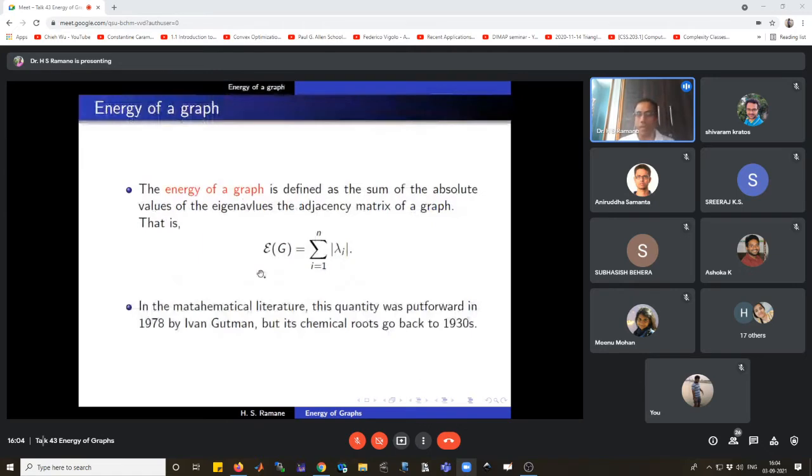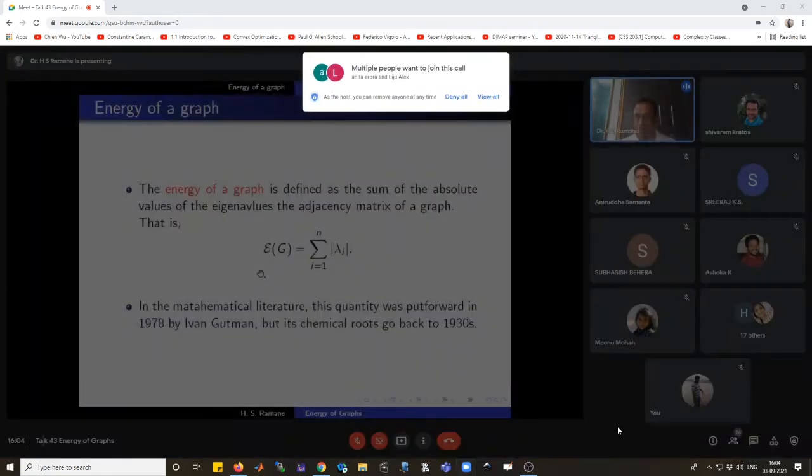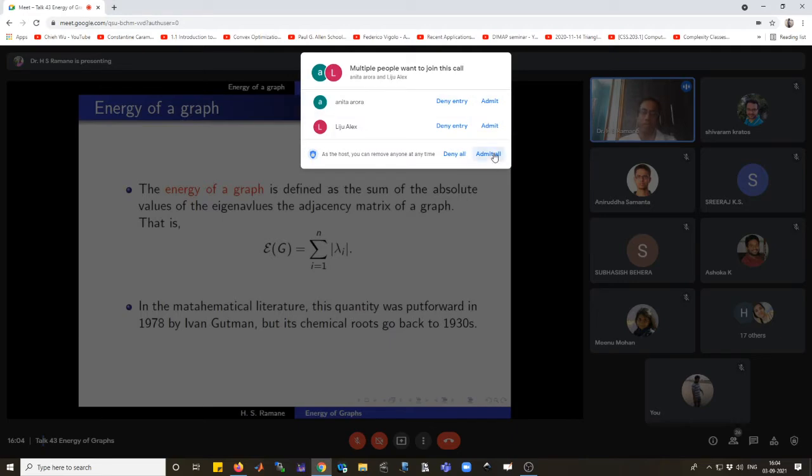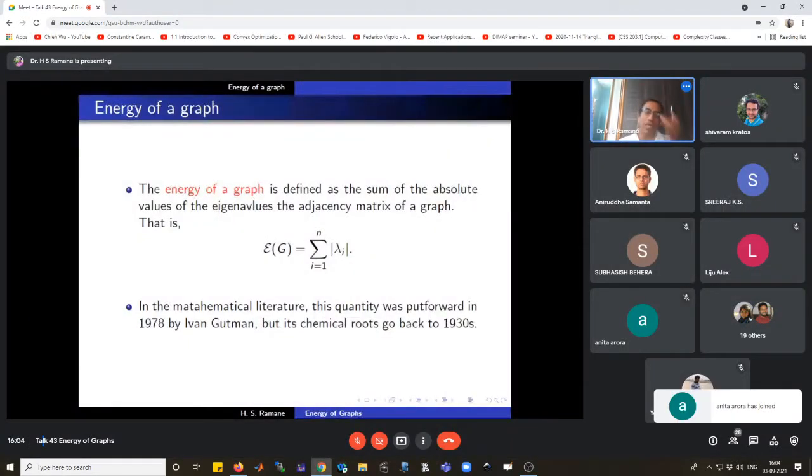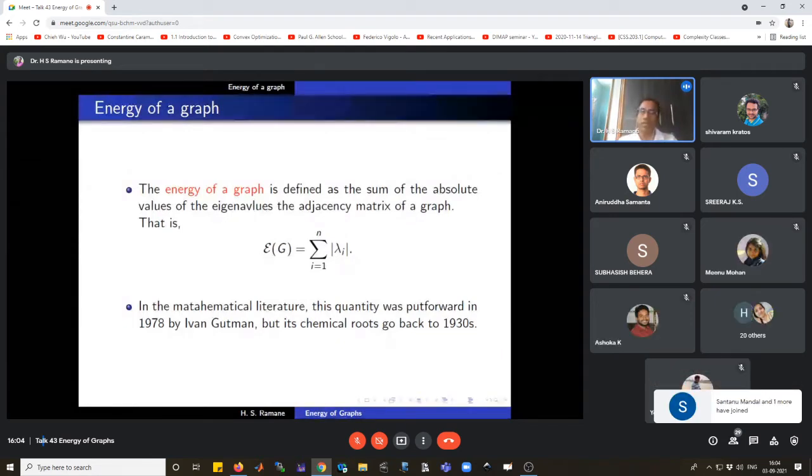So the main topic of this talk is the energy of a graph. We'll give more stress on the energy of a graph, and I'll outline today's talk. I'll discuss some bounds for the energy of a graph, as well as the hyperenergetic graphs.